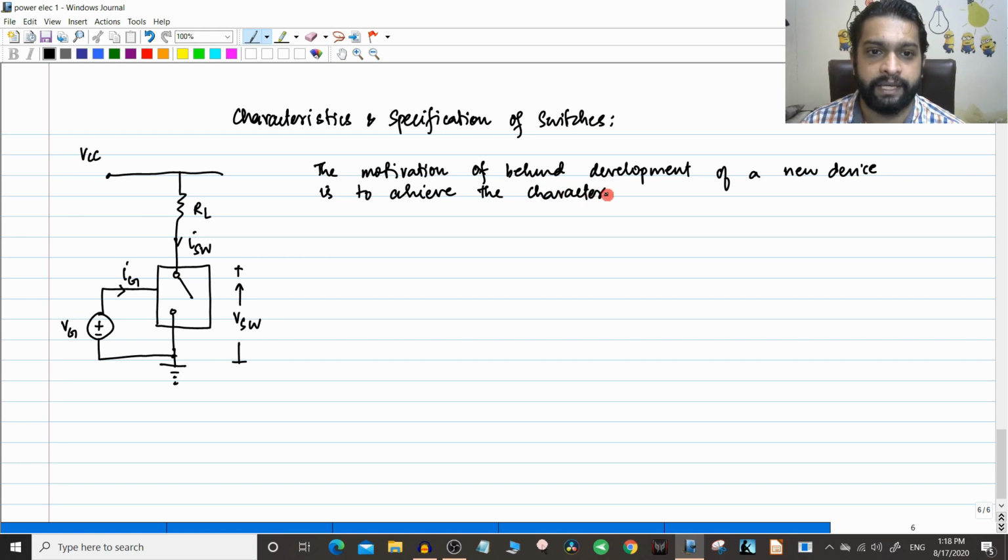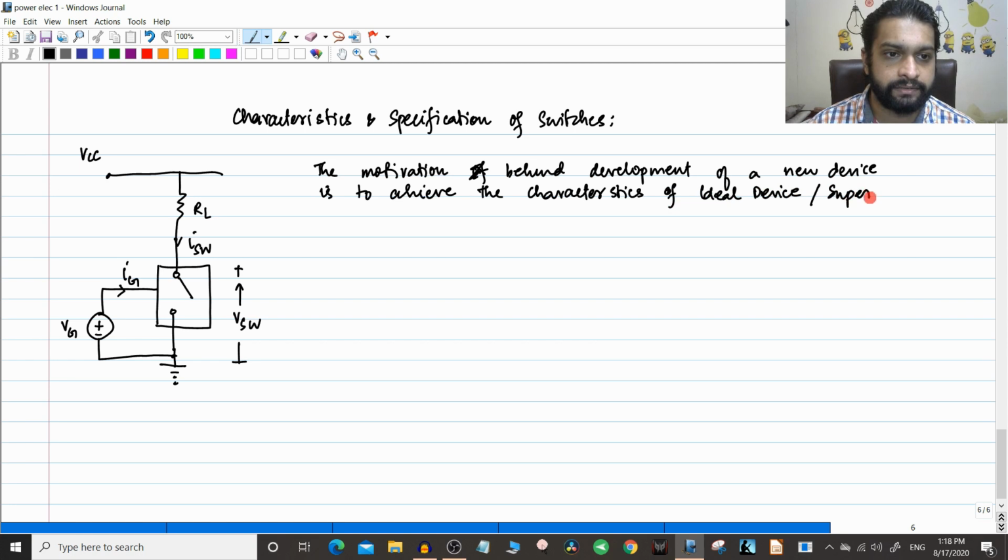For example, you are making an inductor, so you try to make the resistance as low as possible, and all the inductive characteristics, the current and voltage waveform, 90-degree phase shift, you try to achieve all these things when you are making an inductor. Similarly for a resistor and all those things. So the motivation behind the development of a new device is always to achieve the characteristics of an ideal device. Or in the book it is written as a super device. Super device, ideal device are all exactly the same.